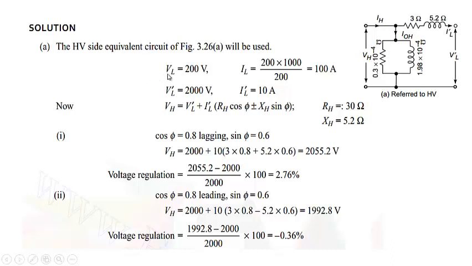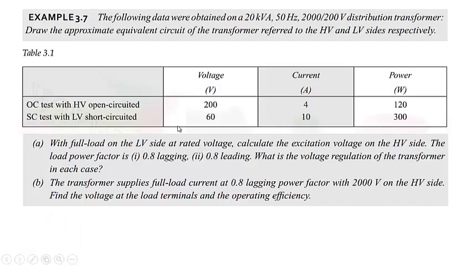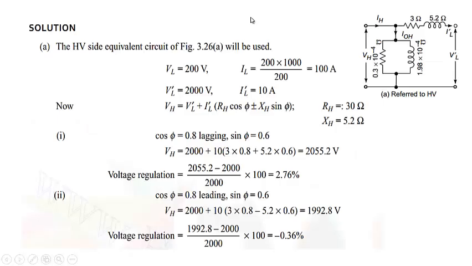First we'll calculate the load voltage on the low voltage side and the load current on the low voltage side. The rating is not 200, it's 20 kV, as you can see it is given. So the load current will be 20 into 1000 divided by 200, which is 100 amperes. Since we have to refer it to the high voltage side, VL dash will be equal to 2000 volts and IL dash will be equal to 10 amperes, that is on the high voltage side.